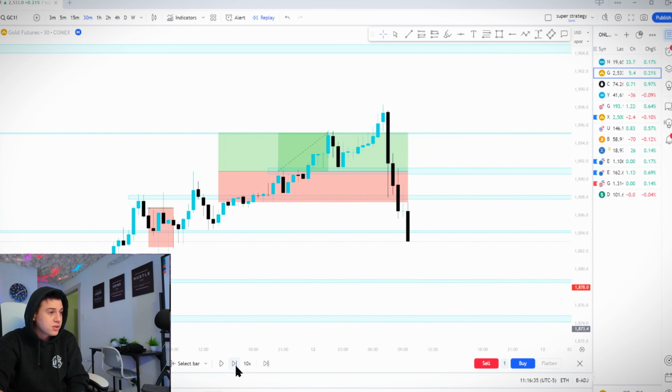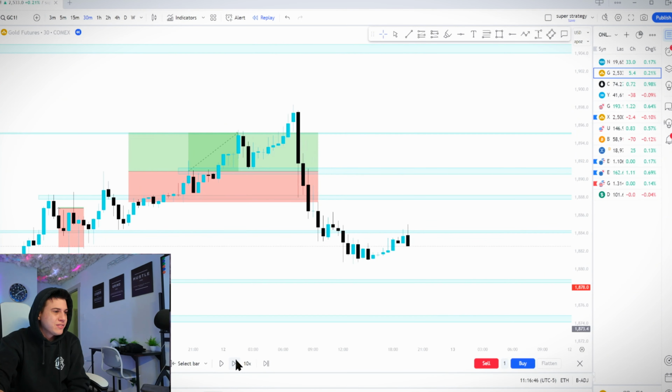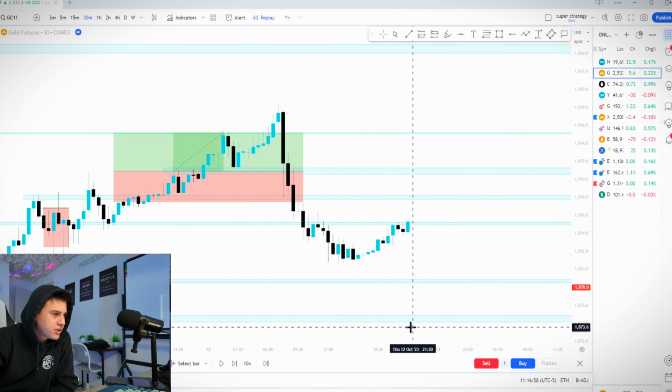Let's see what would have happened though. Price would have came down, tapped into this zone, which would have been beautiful. Oh, we should have taken it. Should have taken it. But now we need to worry, there's going to be more zones that will get broken. Boom, we're starting to come back up.